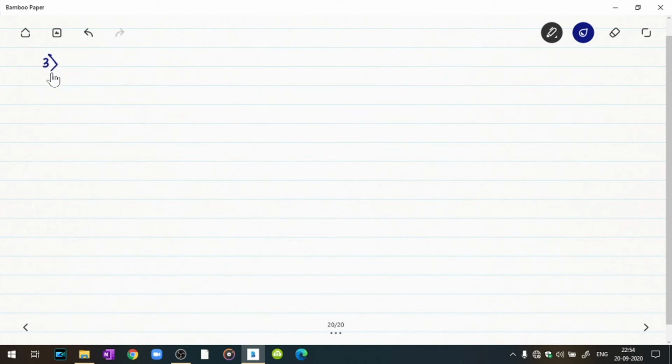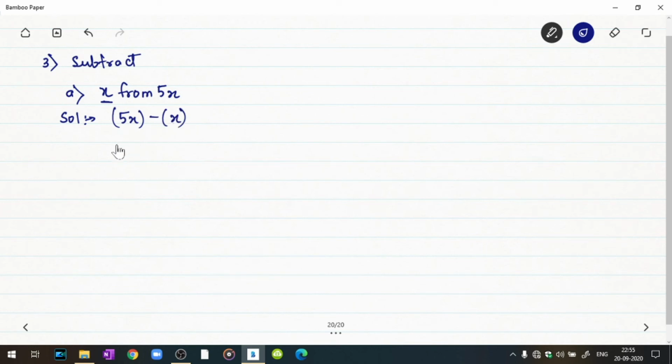Now we'll solve question 3. In question 3, it has asked you to subtract like terms. Part A of this question: you have to subtract x from 5x. In order to find the difference of like terms, you have to consider the term to be subtracted. Here you have x, which is to be subtracted. So write it as 5x minus x.